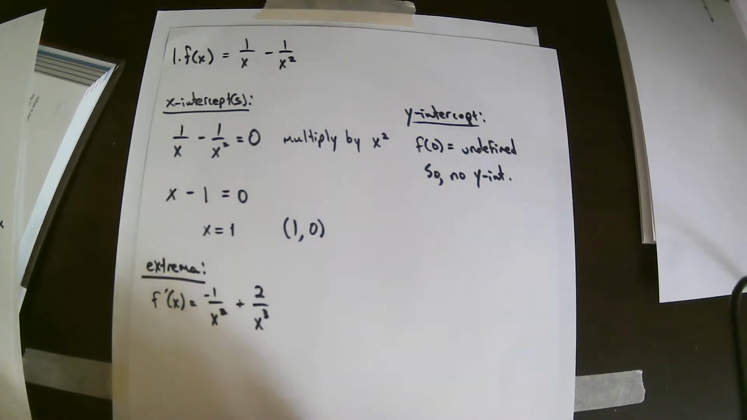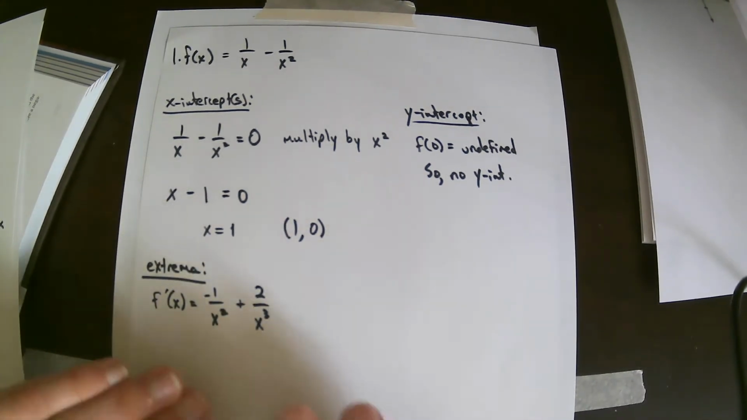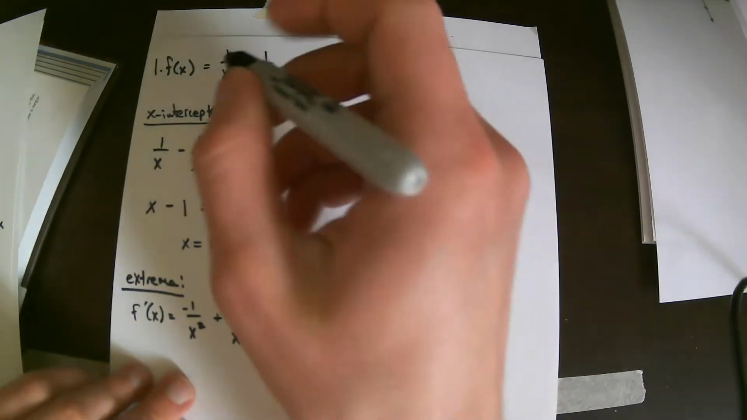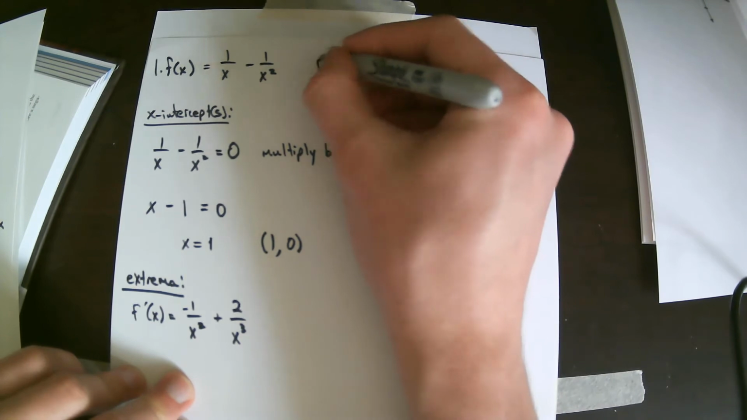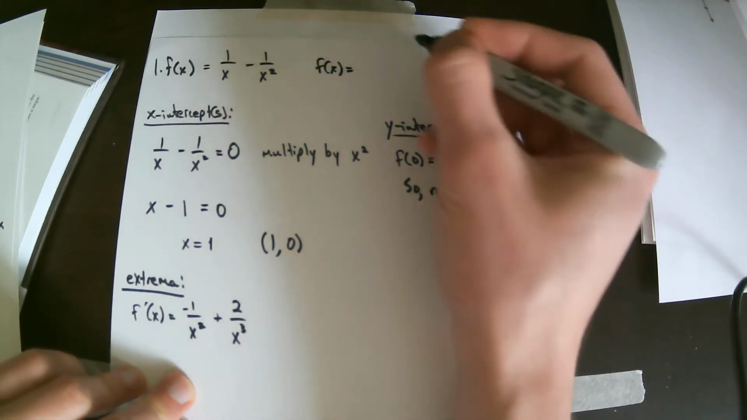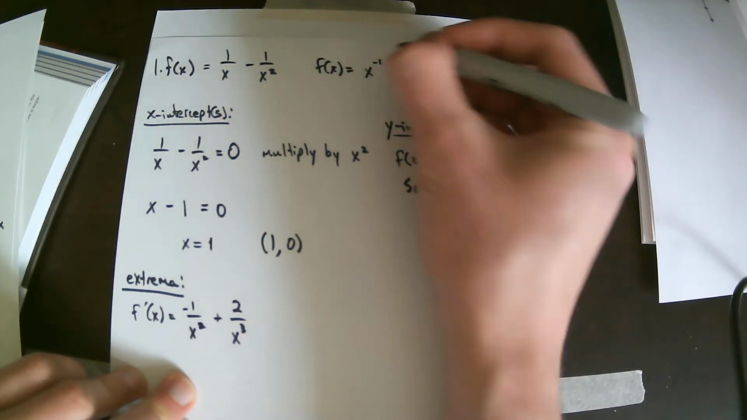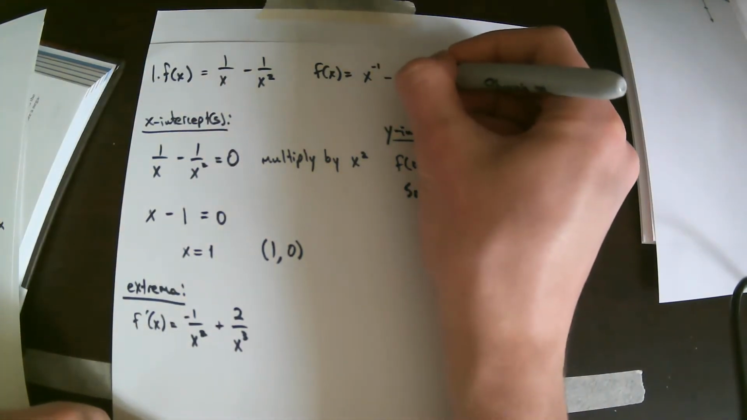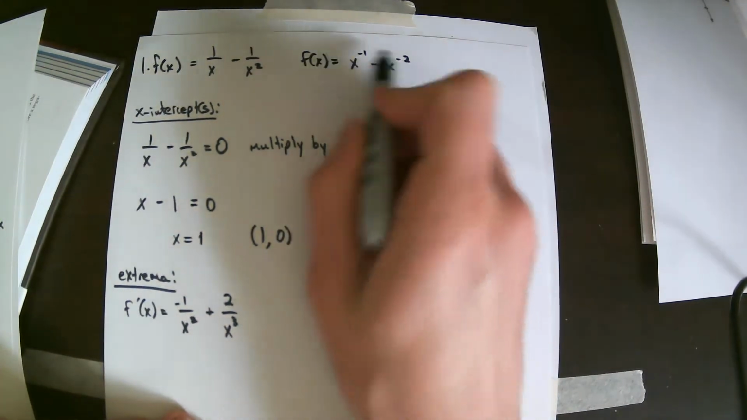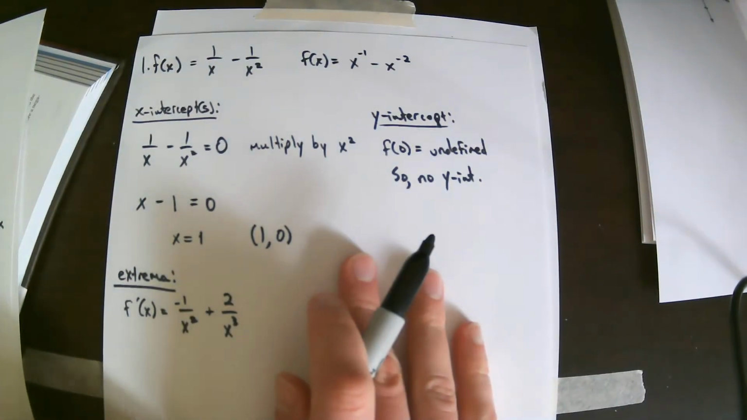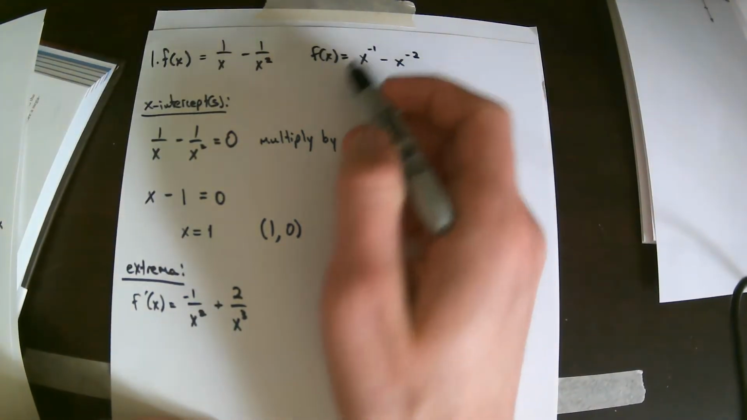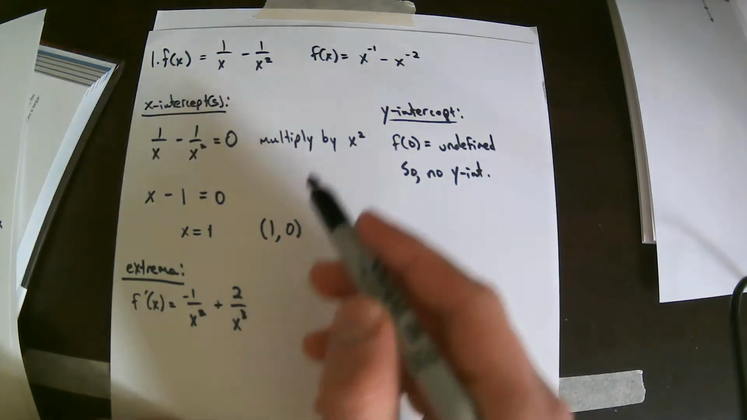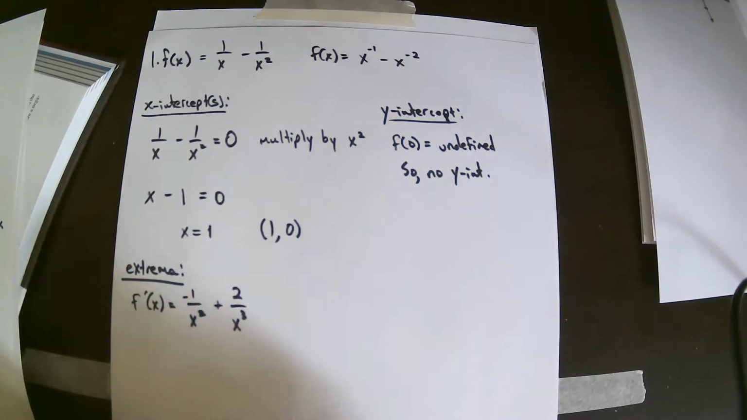So take a second, run the power rule, make sure you understand how I got this. Basically, what I'm doing is I'm writing f of x. I'm thinking of f of x as x to the negative 1, that's 1 over x, and then minus x to the negative 2. I'm thinking of f of x this way, and I'm using the power rule. Drop the negative 1, and then take it down by 1, drop the negative 2, and take the exponent down by 1. Okay.